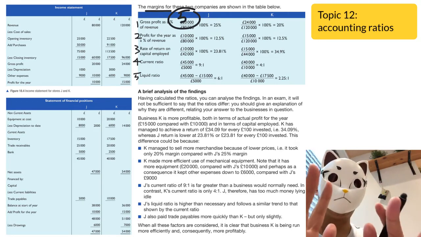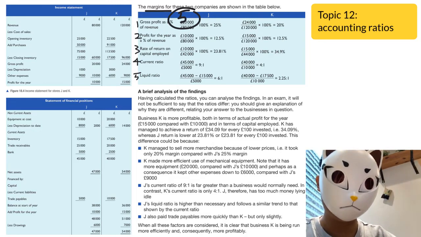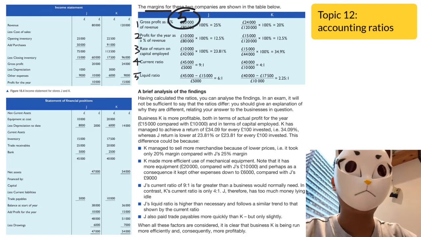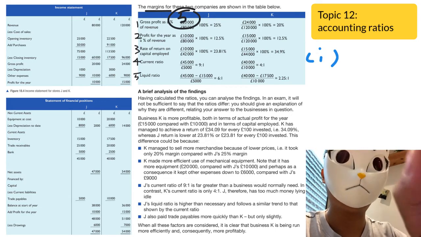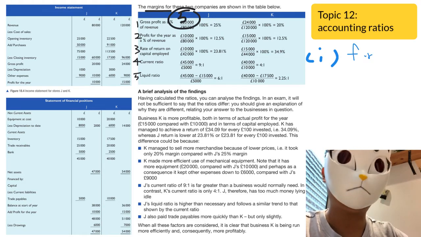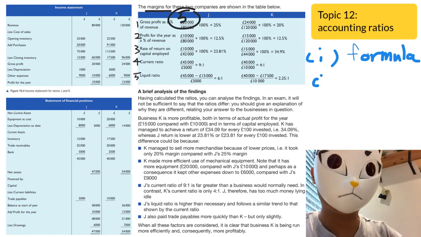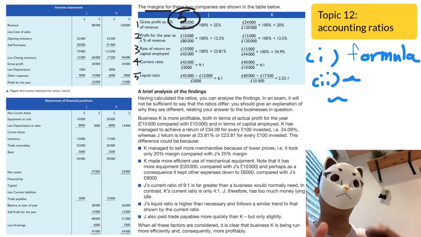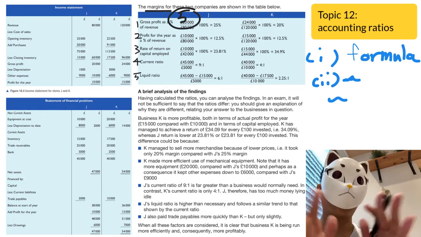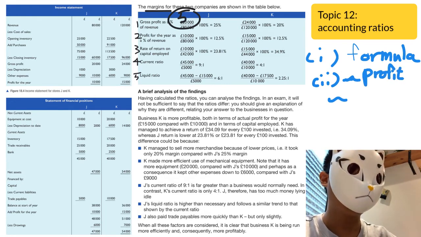So what you need to do, let me put it down. Number 1, on the right hand side, you have to remember the formula. You have to record the formula of the ratio. And number 2, you have to understand there are 2 different kinds of accounting ratio. The first one is called profitability.